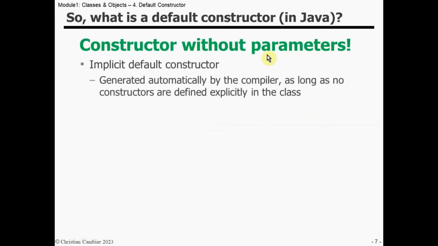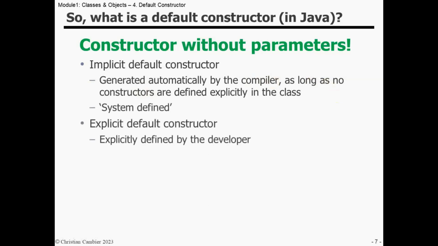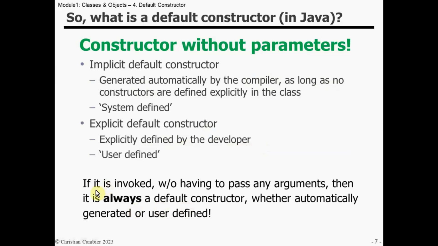It is implicit if it has been generated automatically by the compiler, and that happens as long as no other constructors are defined explicitly in the class. So it is, so to speak, a system-defined constructor. It is called explicit default constructor if explicitly defined by the developer, the programmer, so user-defined. If the constructor is invoked without having to pass any arguments, then it is always a default constructor, whether automatically generated or user-defined. I hope this presentation clarifies things a little bit.